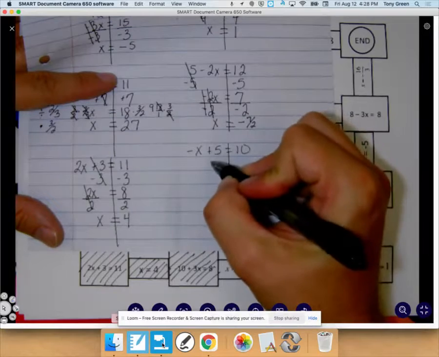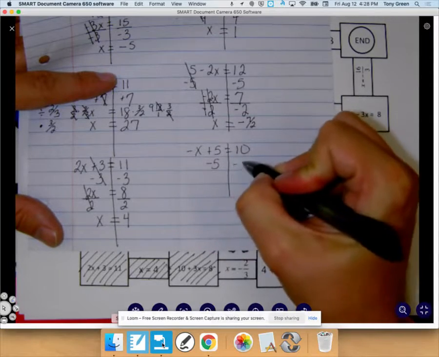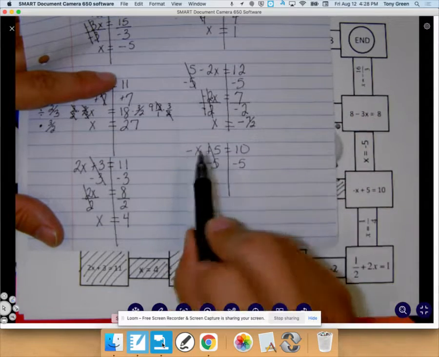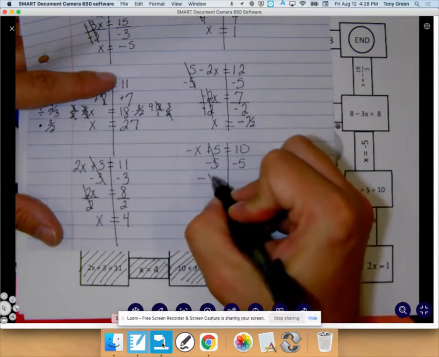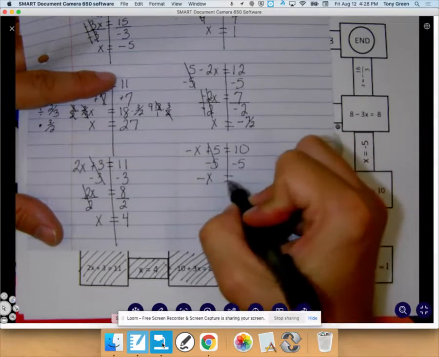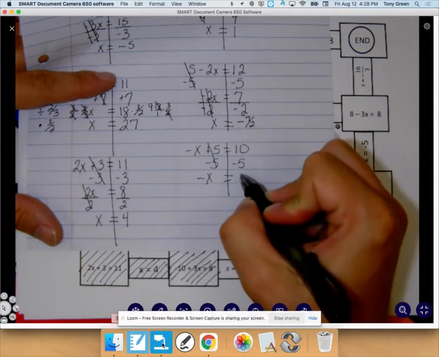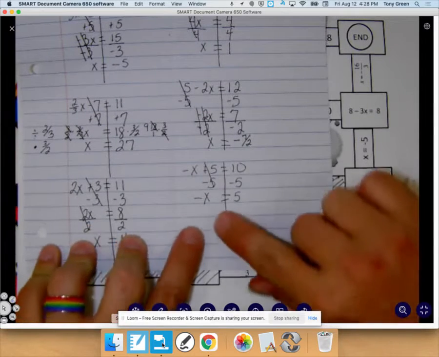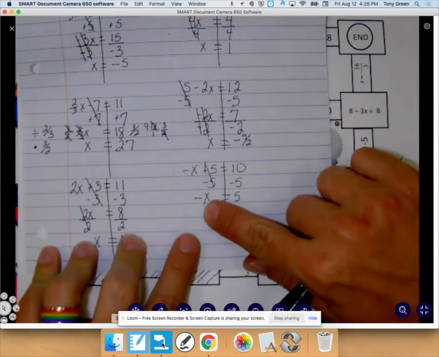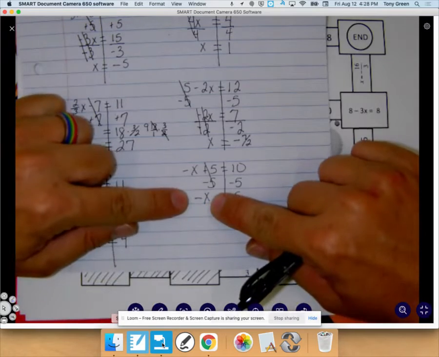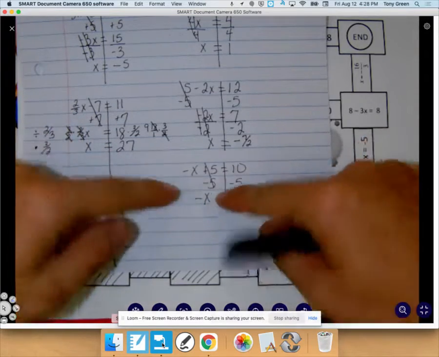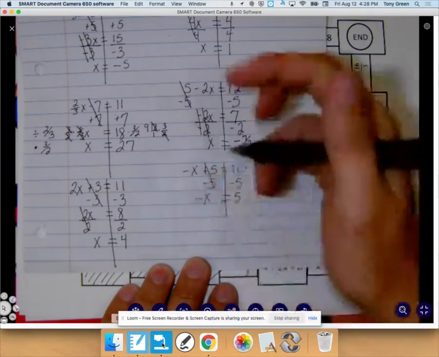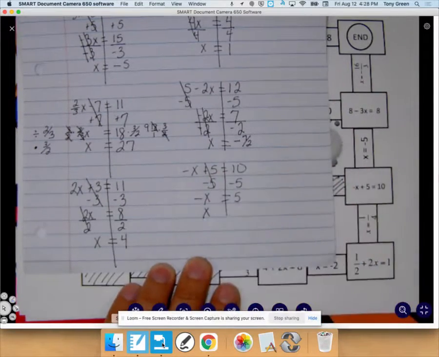The opposite of a positive 5 is a -5 on both sides. Those will cancel out. We still have a negative in front of our x. Leave that negative. Equals 10 minus 5 is 5. Now, our algebra tiles, if this was an algebra tile, on the back of that negative x is a positive x. So we could just flip that over. So we're on the negative side. If we flip it over, now it's positive.